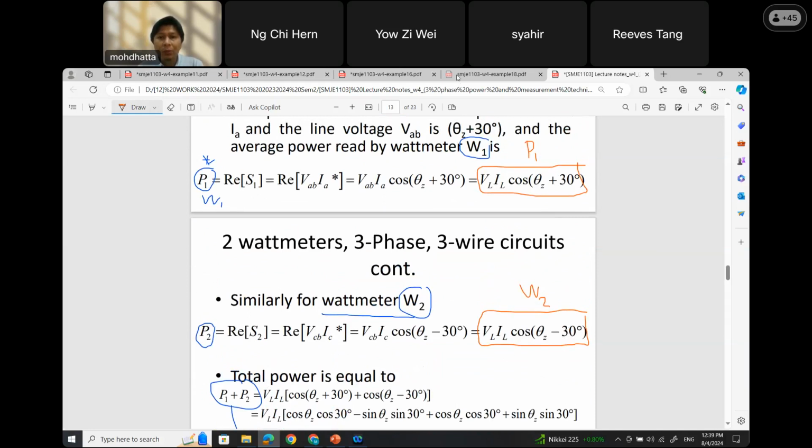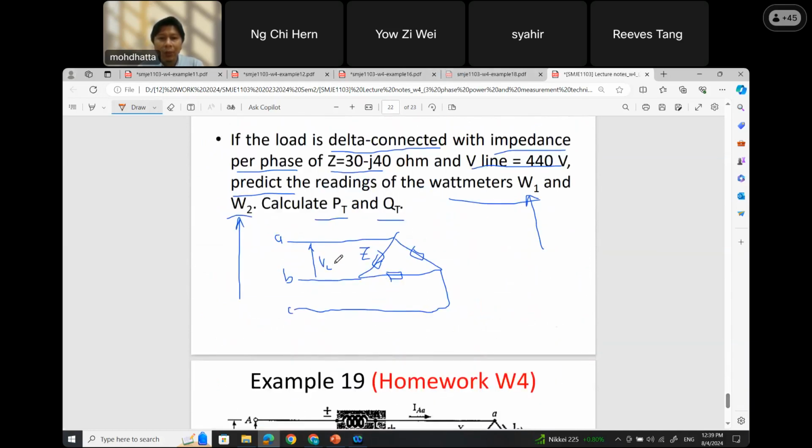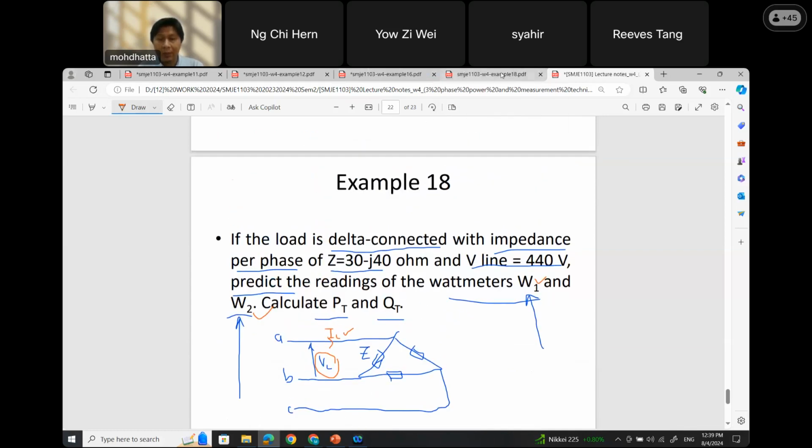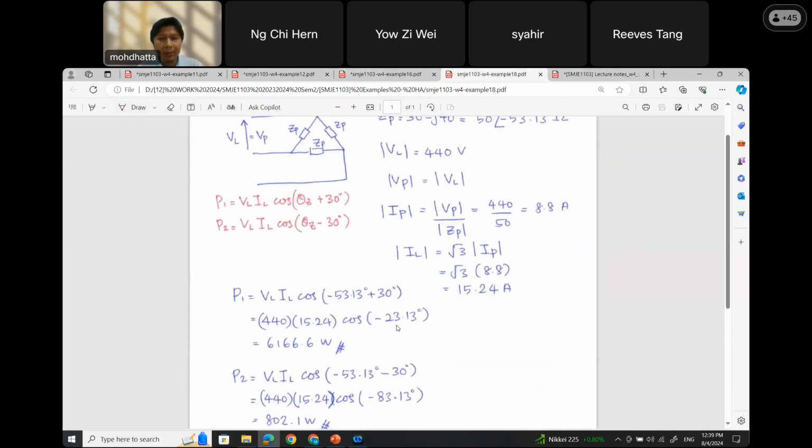Based on what we have in the question, we only have the line voltage information. We don't have the line current information. So you need to find this first, and then you can calculate both W1 and W2 easily. So that's our strategy lah. Now we get into our solution. This is what we intended in the beginning.